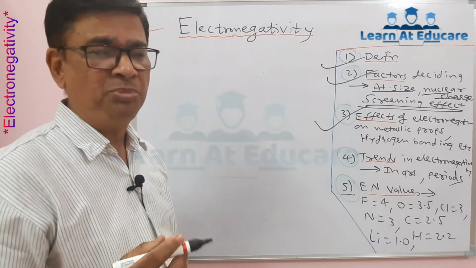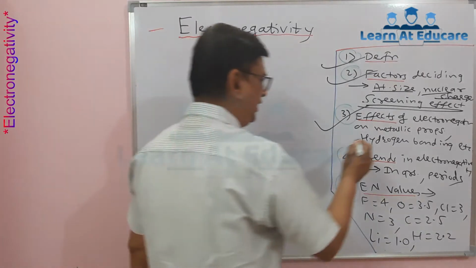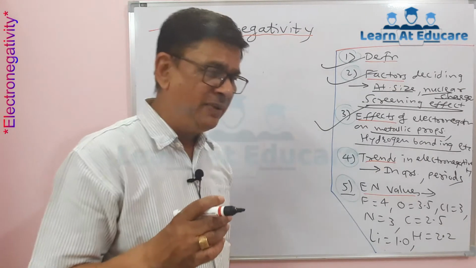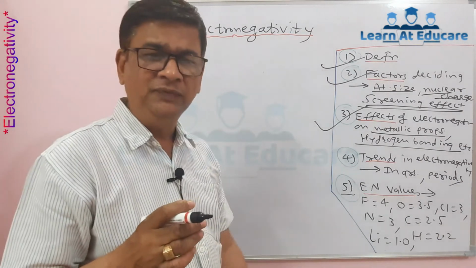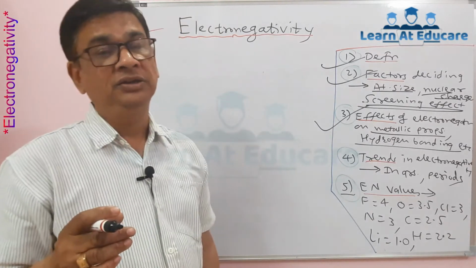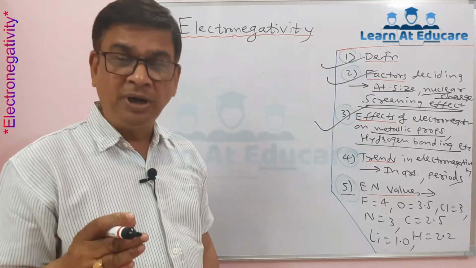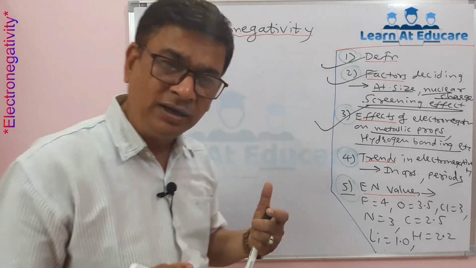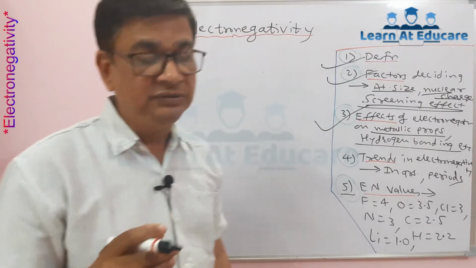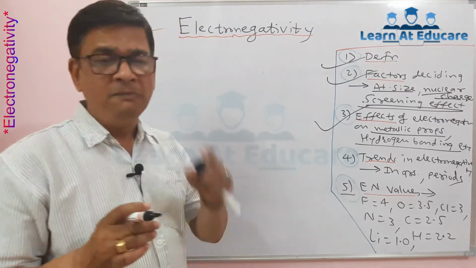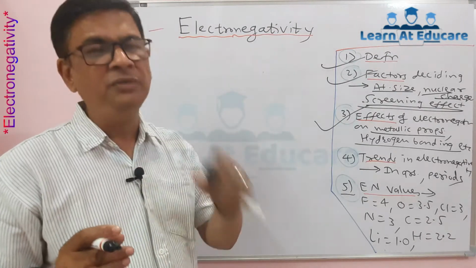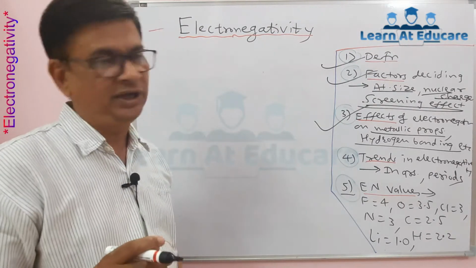Now what are the effects of electronegativity values? They are found in many cases, but we will only deal with metallic properties and hydrogen bonding. If an element has a high electronegativity value, like the oxygen family, those p block elements, especially halogens, then they are non-metallic. But if electronegativity is smaller, like in the first and second groups, alkali metals and alkaline earth metals, then they are metals. Means metals have less electronegativity, while non-metals have high electronegativity values.